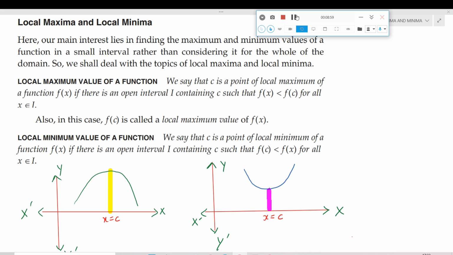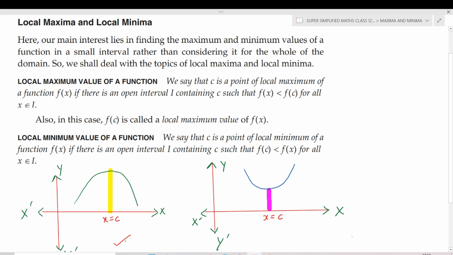Now let us discuss another term which is used most often in maxima and minima, that is local maxima and local minima. So what is local maxima and local minima, students? Again, here you can consider the graph of this function. Look at this graph, this one. And here you can see that x equal to c is a point in the domain of the function.